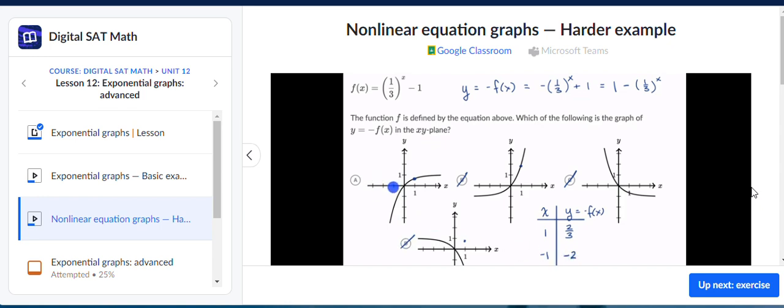But let's just confirm negative 1, negative 2. Negative 1 looks like the point. Negative 2 is there as well. So I'm feeling very good about A. And you can even check negative 1, negative 2. The graph doesn't go through there. So we really like choice A.